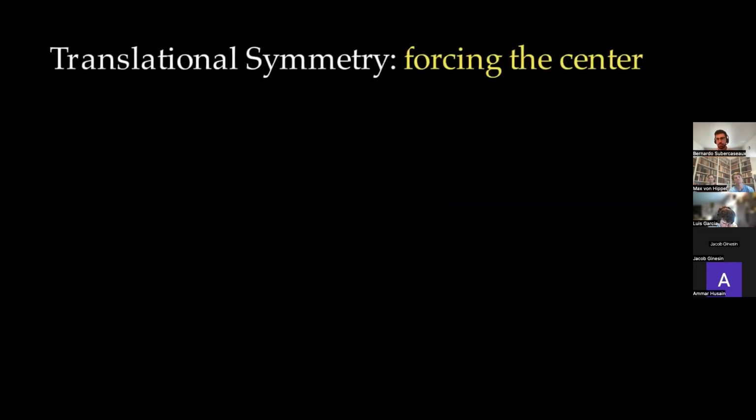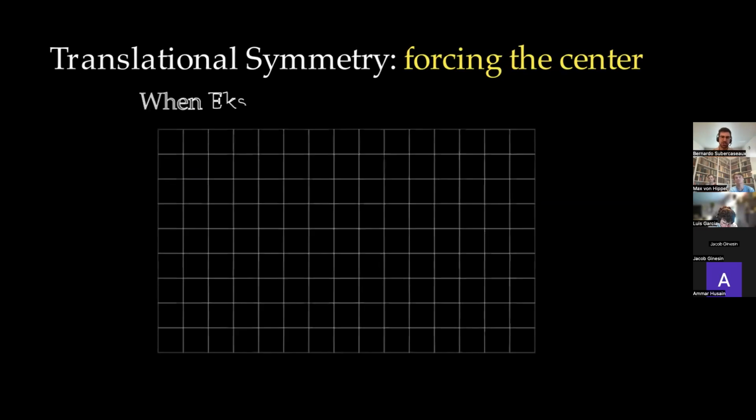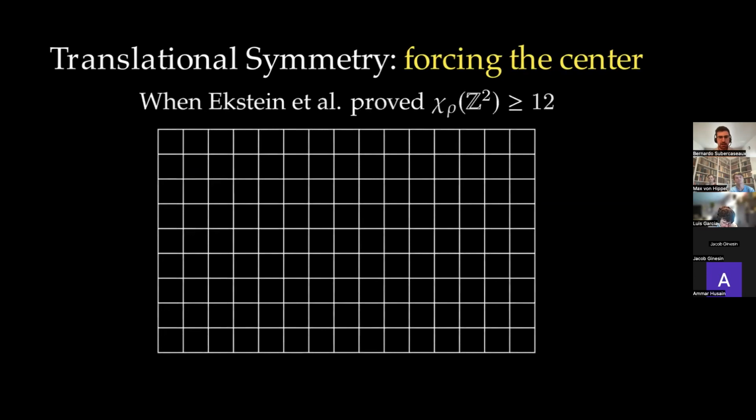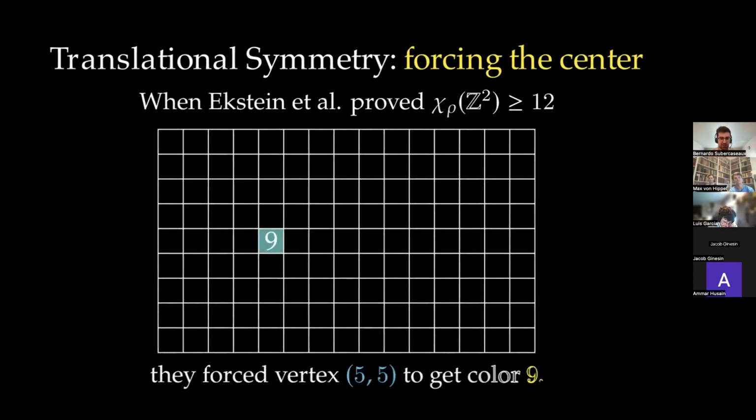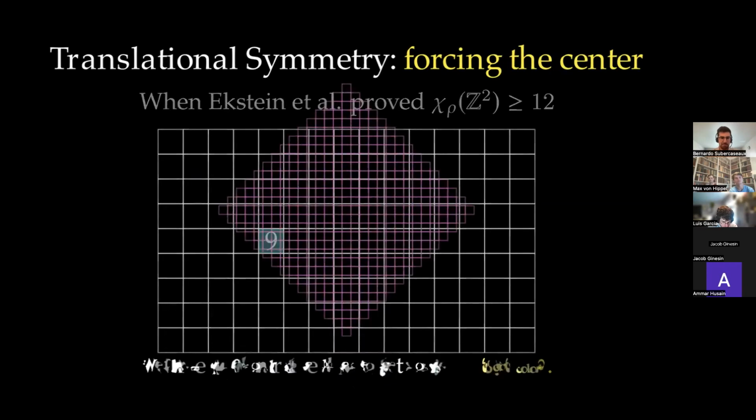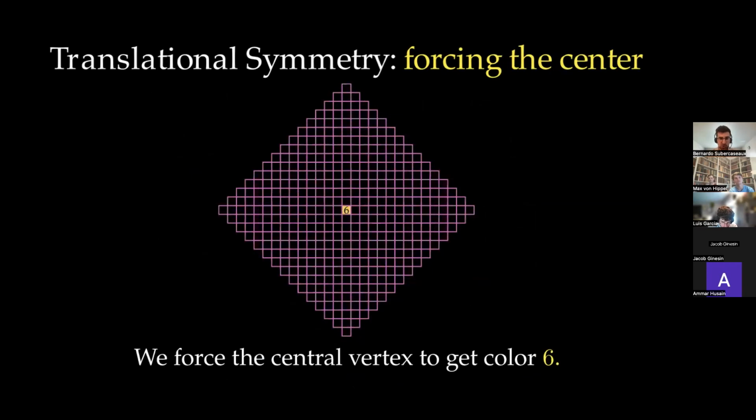So the first step towards obtaining our result is the use of translational symmetry, or in layman's terms, what I like to call just forcing the center. So Eckstein and others proved a lower bound of 12, and they assumed that the vertex 5, 5 in this finite subgrid would get color 9. What we do is to assume that the central vertex in the diamond 14 will get color 6. And let me explain why it's fine to assume this.